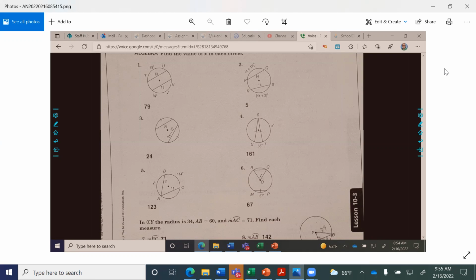Those were the first 3 problems. Any questions on those? Let me go back and actually show work. All right, let's move on then.